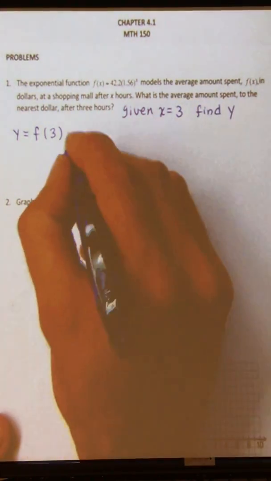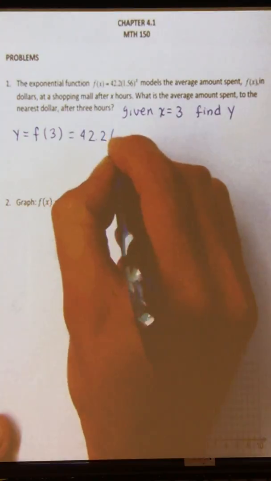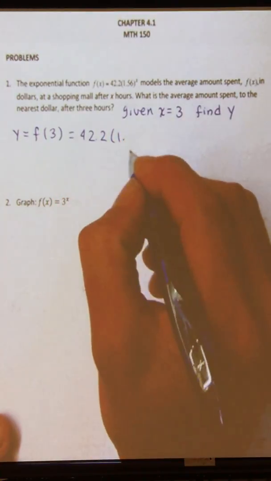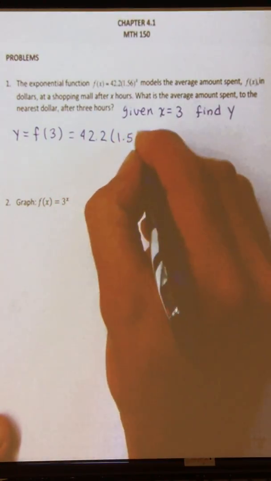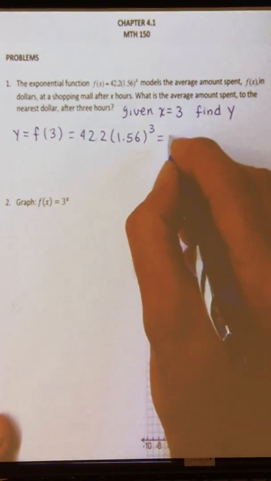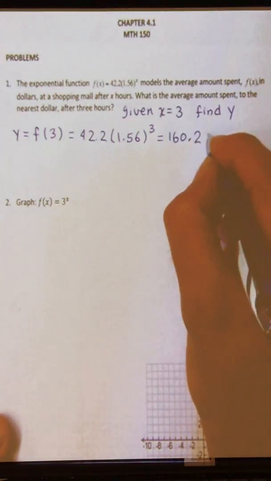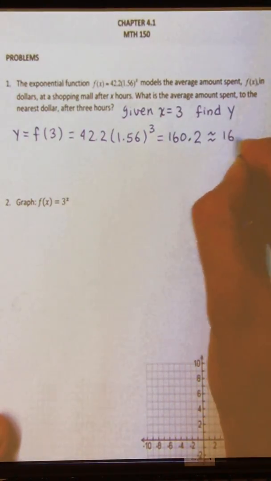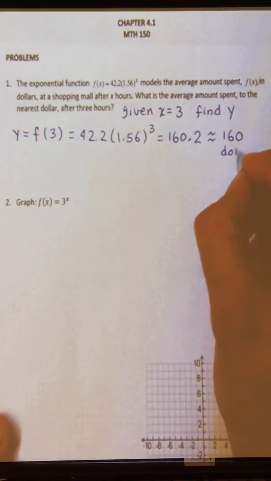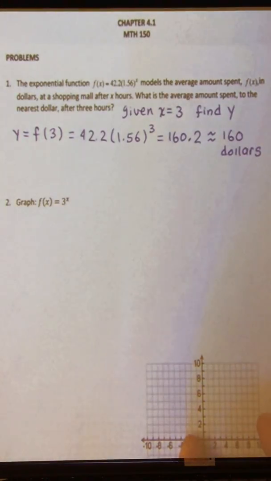So f of 3 means to replace the x in the function by 3. So we'll have 42.2 times 1.56 to the third power, and that will give us approximately 160.2. So we will round that to the nearest dollar. $160 is the average amount spent after 3 hours of shopping at the mall.